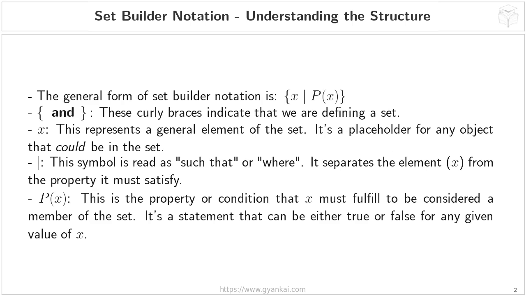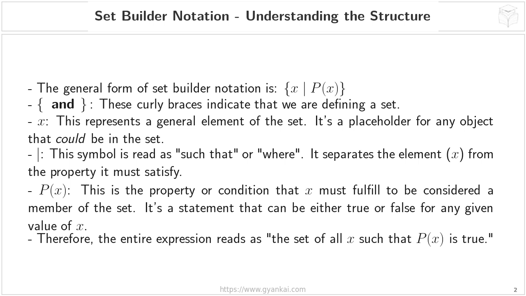Finally, we have P of X. This represents the property or condition that X must satisfy. P just stands for property. So, P of X is a statement about X. This statement will either be true or false for any given value of X. If it's true, then X is a member of the set. If it's false, X is not.